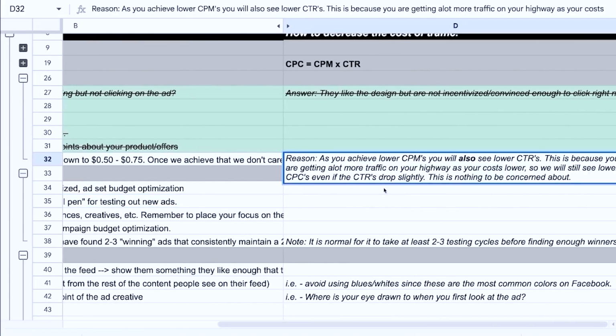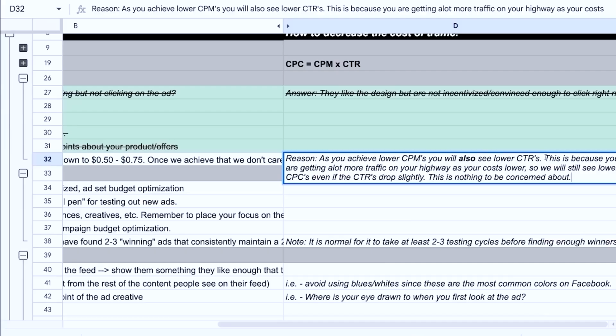I've gotten this question a couple times, so I want to explain the math behind it. It's very normal to see a direct correlation between your CPMs and your CTRs, meaning that as your cost per thousand impressions drops, it's very normal to also see our click-through rate drop. And this is not something to be concerned about. The way to know if we're heading in the right direction or not is to look at the cost per clicks.